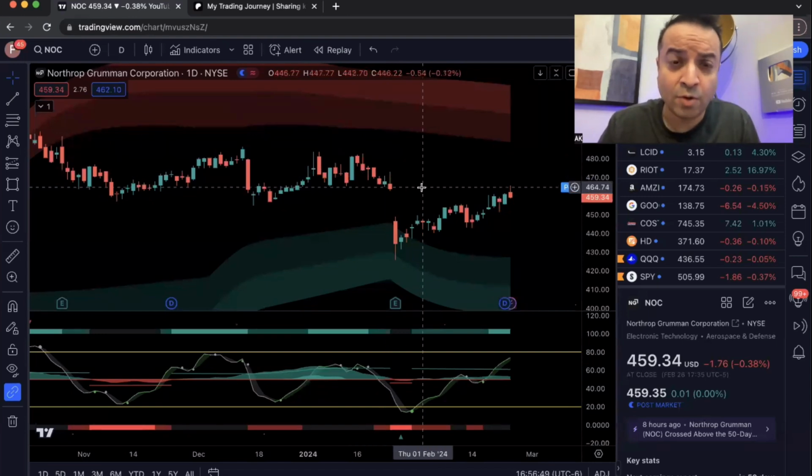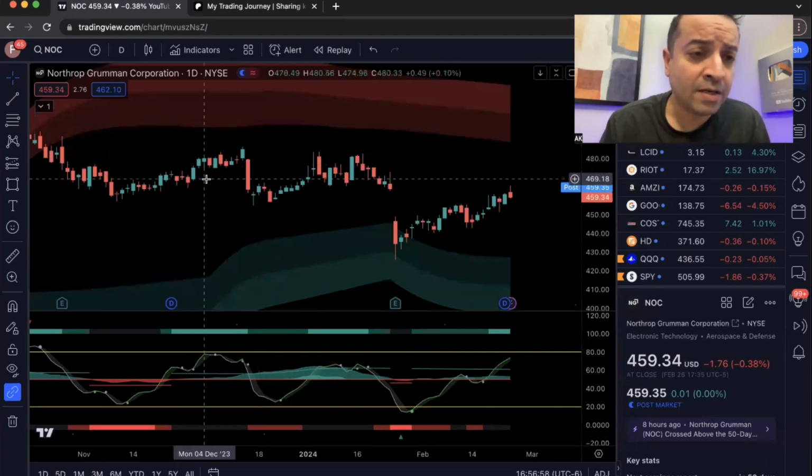So, could I have made more with this? Probably, but I had a take profit target and I had a stop loss. So I was just going to let it play out once I got in.